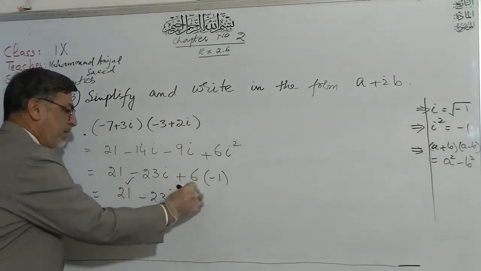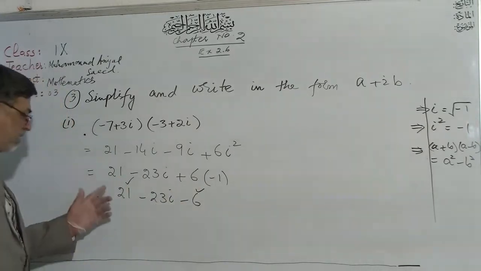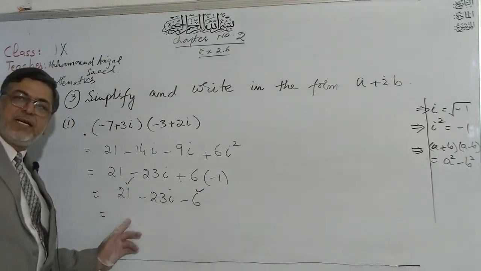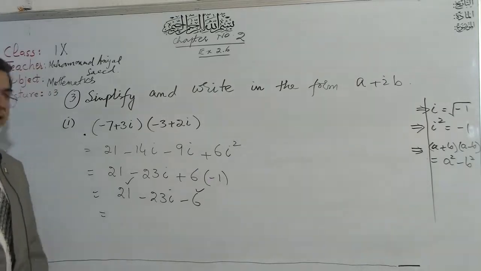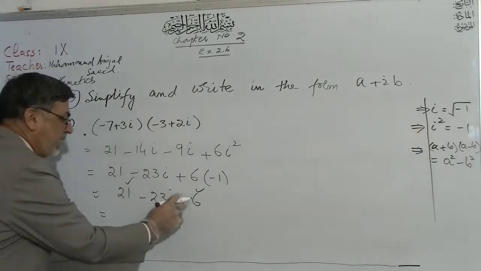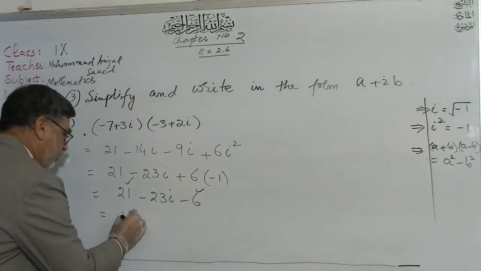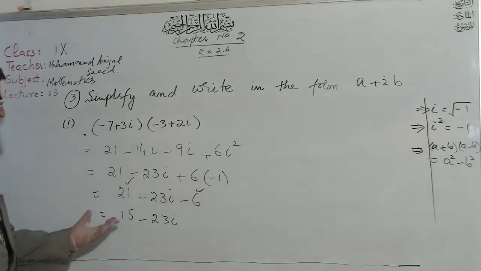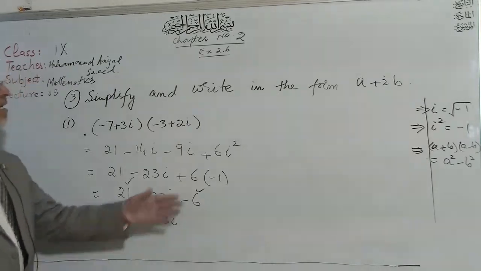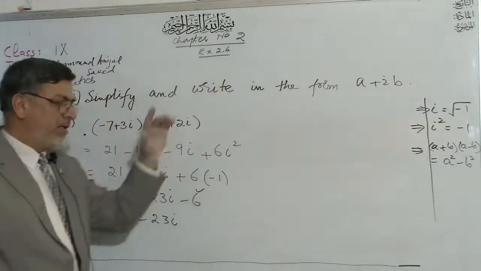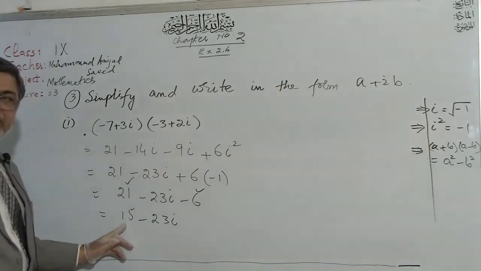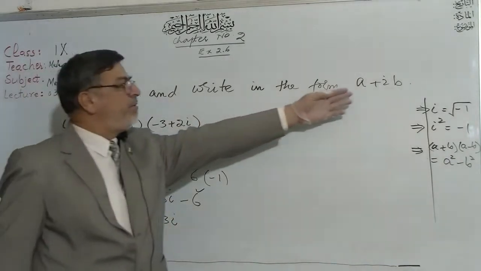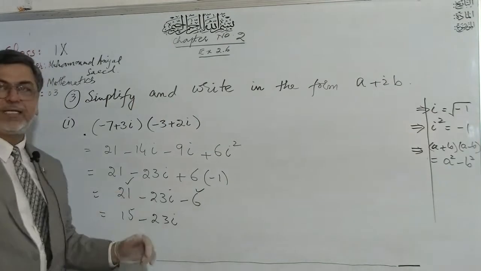Now you will write down in the proper form, real part will be written first and imaginary part in the second place. So 21 minus 6 equal to 15 minus 23 iota. So this is your answer. This is like a plus iota b. First is the real part 15 and second is the imaginary part, that is 23, rather minus 23.